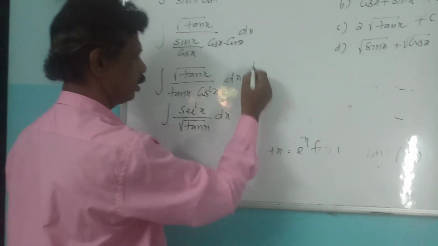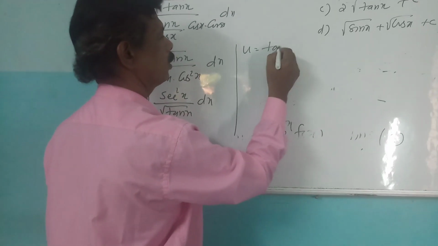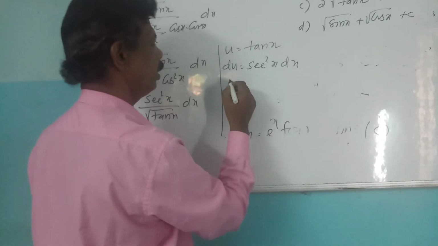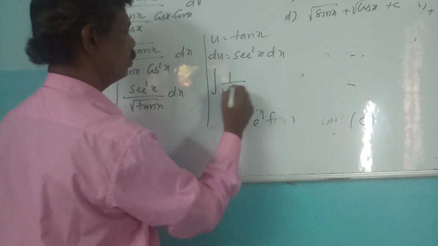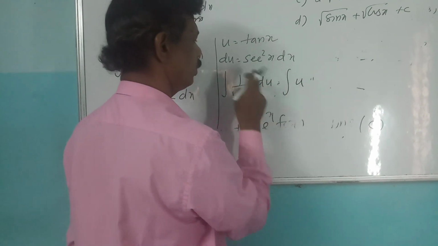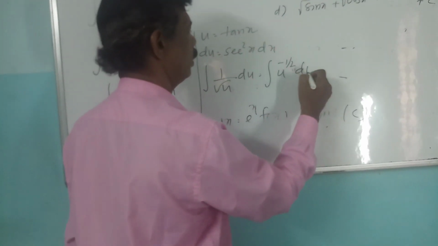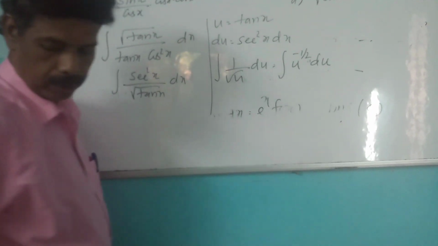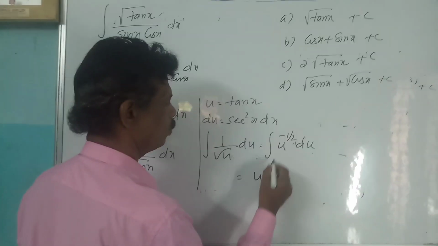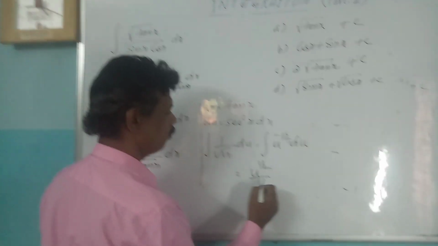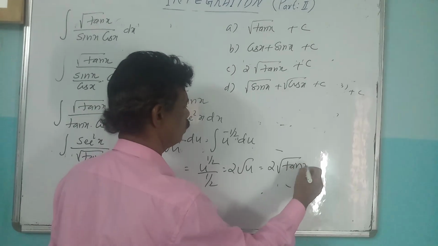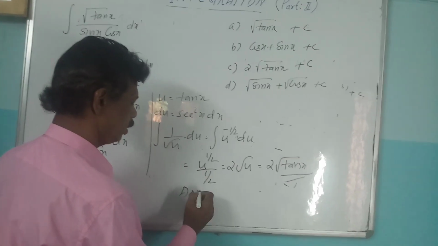Put u equal to tan x. Then du equals sec square x dx. So we get the integral of 1 by root u du. Root u means u raised to half, and in the numerator it becomes minus, that is u raised to minus half du. Integral of x raised to n is x raised to n plus 1 by n plus 1. That is u raised to minus half plus 1, that is half, by half. That equals 2 root u, but we know that u equals tan x. So the answer is 2 root tan x. So our choice is C.